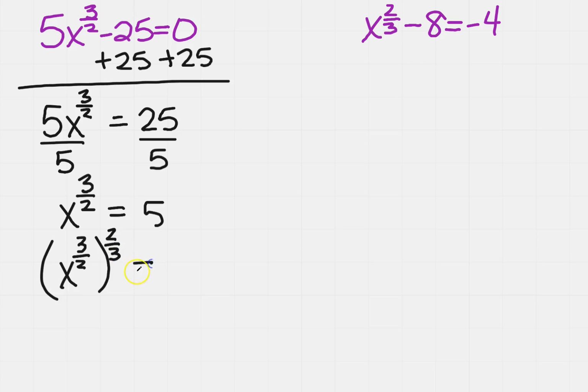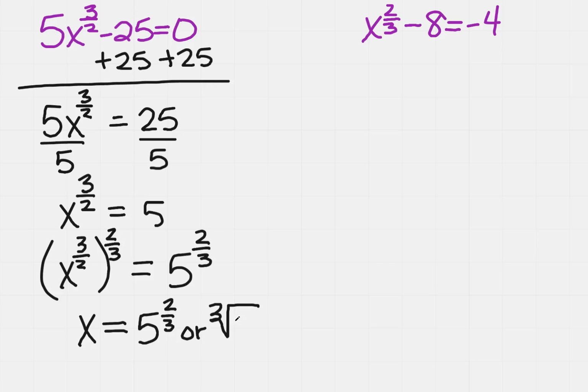Now, why did I do that? Remember, you want x to be 1. So what do you have to multiply 3 halves by to get 1? Well, you multiply by its reciprocal in order to obtain 1. So that's what we have currently done. So this right here just becomes x. Now x equals 5 to the 2/3, and you can leave it in this form, or if it makes you happier, you can say this is the cube root of 25.